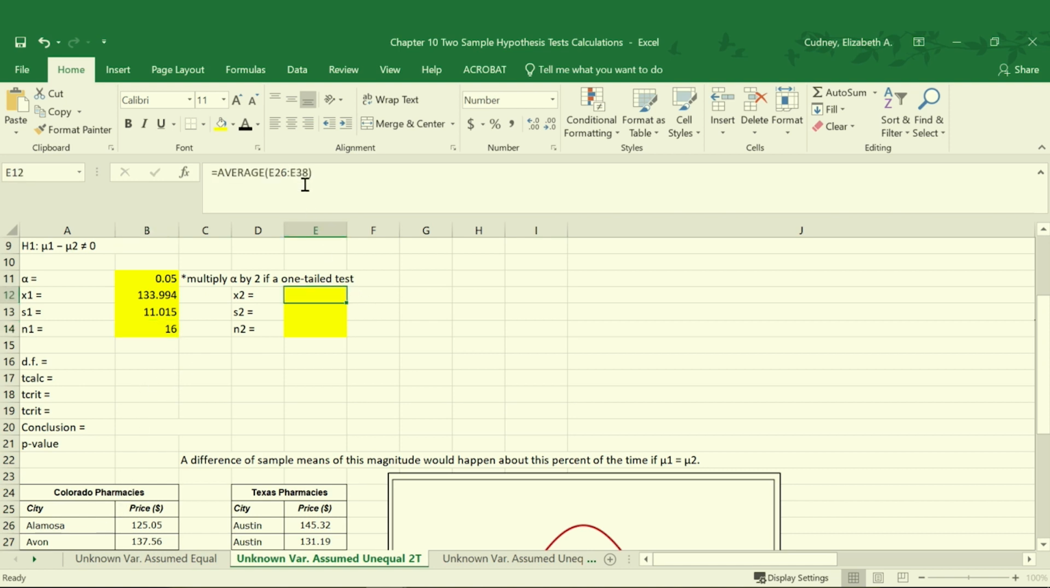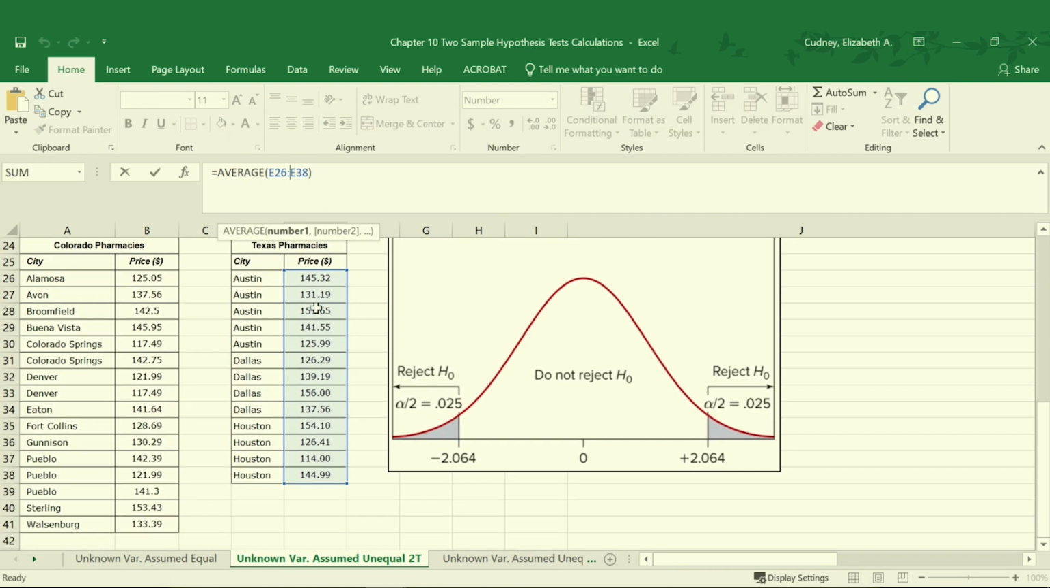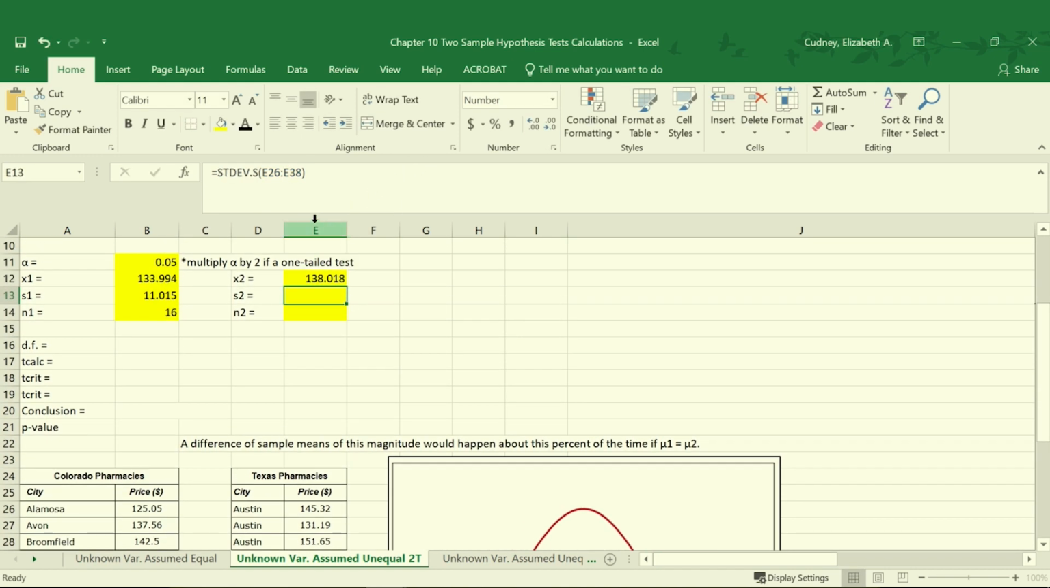For Texas, we'll calculate our average as well, and that will be cells E26 through E38. We have a smaller number of samples. Our standard deviation is STDEV.S, again, since it's a sample, and we're using the same range, E26 through E38, and our sample size here is 13. So here, we're assuming that our variances are unequal, and we can also do this calculation even when our sample sizes are not the same size.